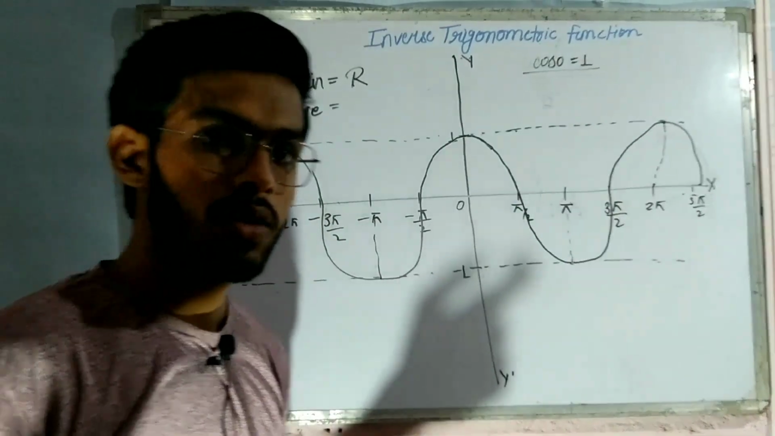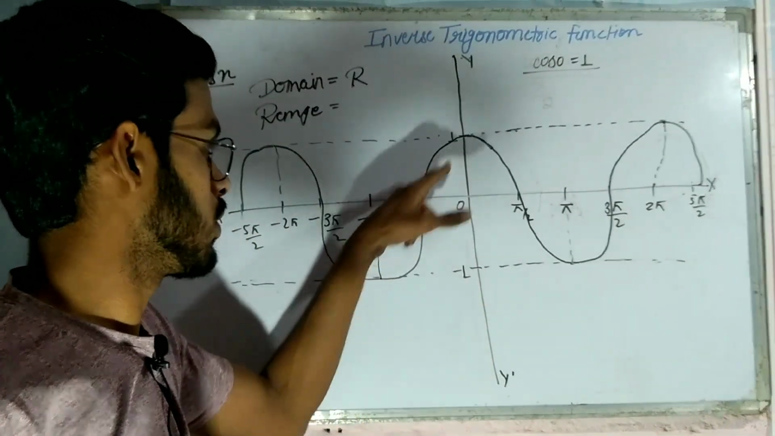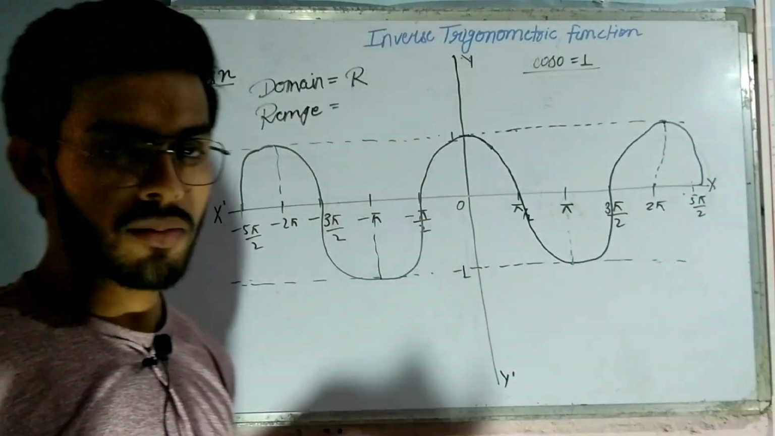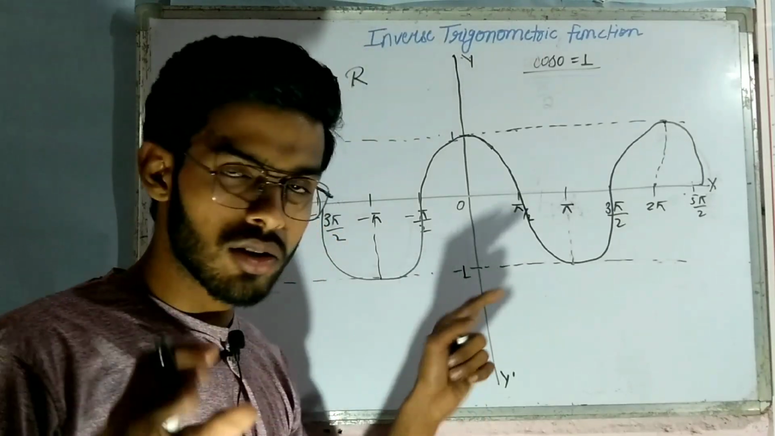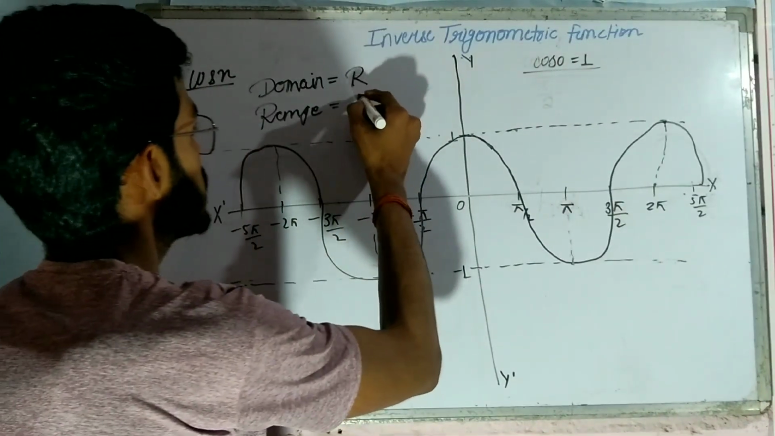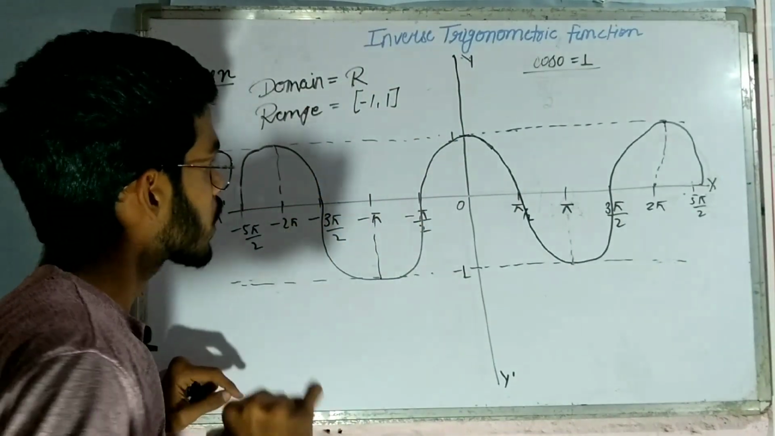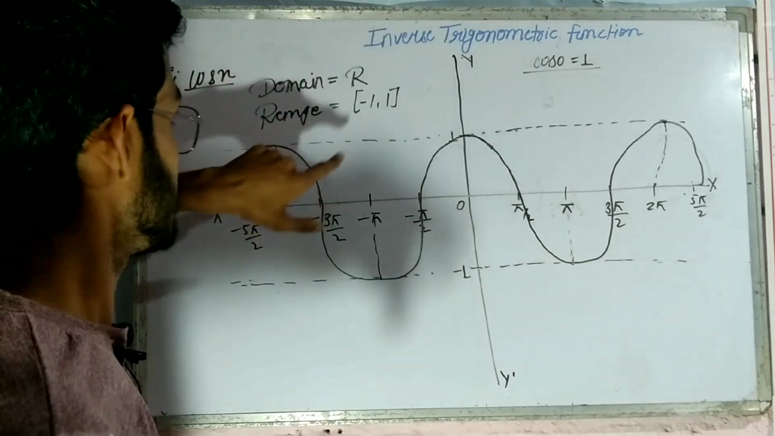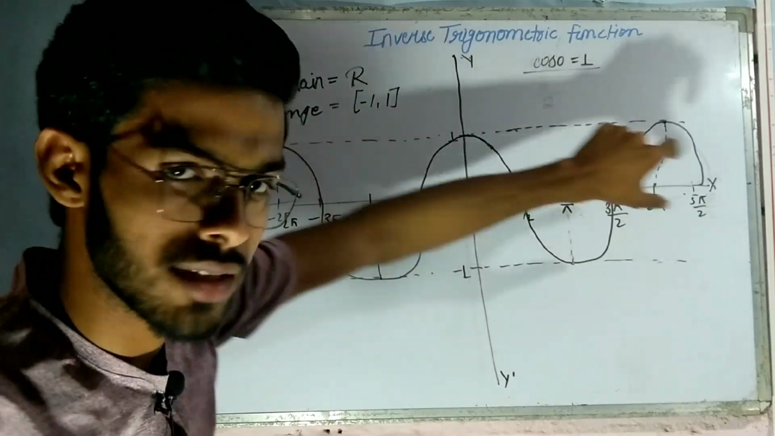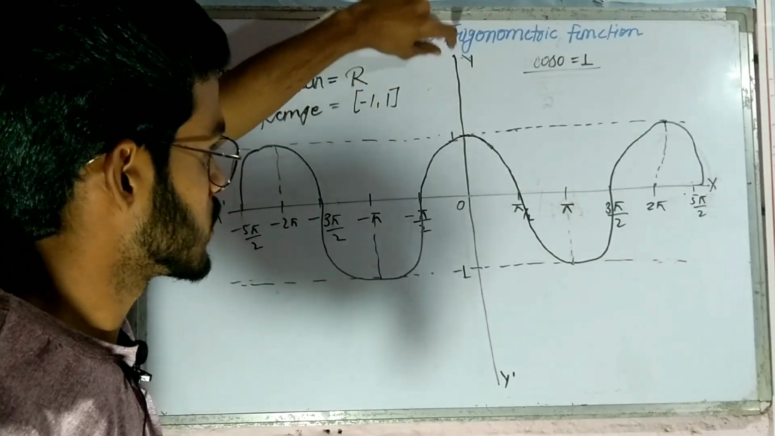What is the range? I have already told you the limit of cos x is -1 to +1. That is, the value of cos x is greater than or equal to -1 and less than or equal to +1. So its range is the closed interval -1 to +1. You can see that the domain is the real numbers, which lie on the x-axis, and the range is the closed interval -1 to +1, which lies on the y-axis.